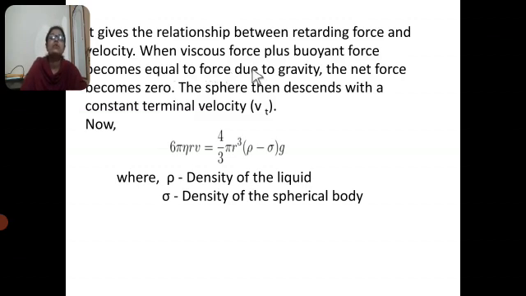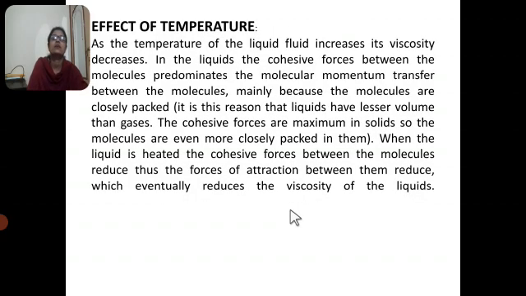When the viscous force plus the buoyant force becomes equal to the force due to gravity, the net force becomes 0. The sphere then descends with a constant terminal velocity Vt, where 6 pi eta r v equals 4 by 3 pi r cube rho minus sigma into g, where rho is the density of the spherical body and sigma is the density of the liquid.